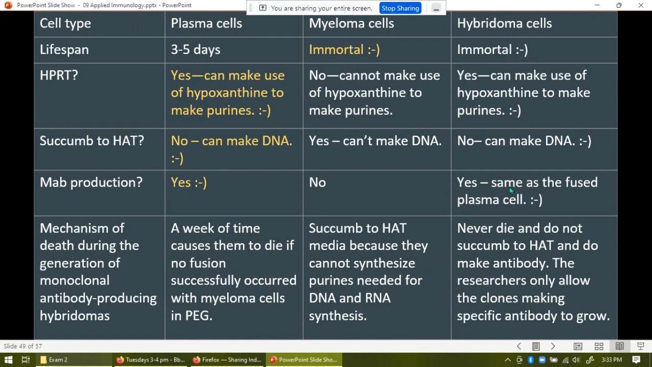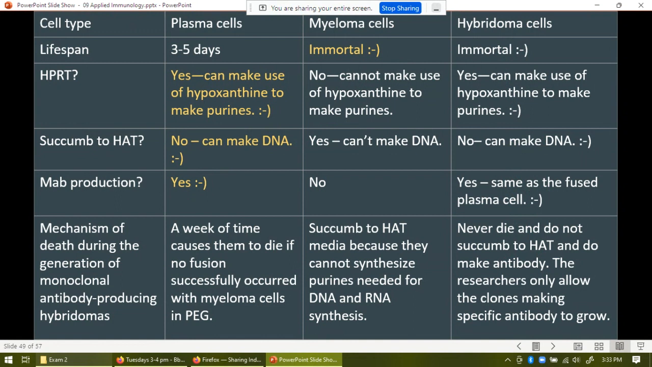Hybridoma cells have the positives of both of those cell lines. So they live forever, they don't die in the HAT medium, and they also make antibody against your antigen of interest. However, you have to make sure that the antibody they're making is actually specific for your antigen, okay?